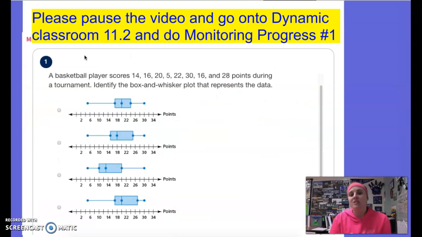At this point, this is a great time for you to try the Dynamic Classroom 11.2 Monitoring Progress number 1. And this really is the big idea for that first day of your homework. Can you make a box and whisker plot from a data set?